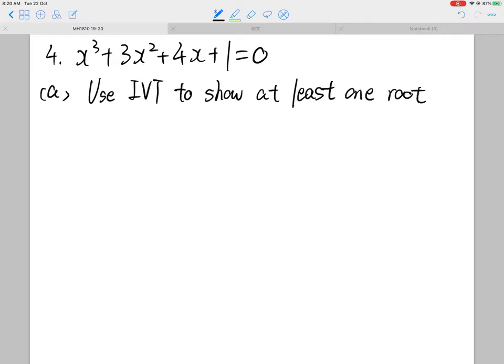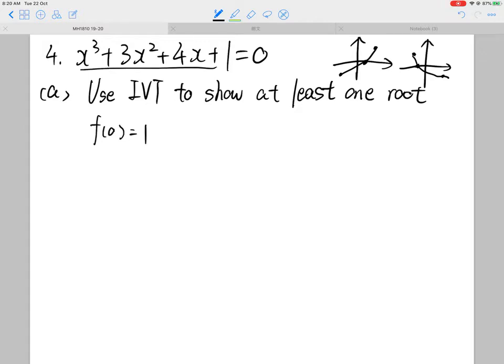So remember, the intermediate value theorem is just: if the function starts below 0 and ends above 0, then there should be a point in between that is exactly 0, right? Or the other way around. If it starts above 0, ends below 0, and it's continuous, there should be a point where the function equals 0. So we have to find 2 points, positive and negative. The easiest point to verify is f(0), right?